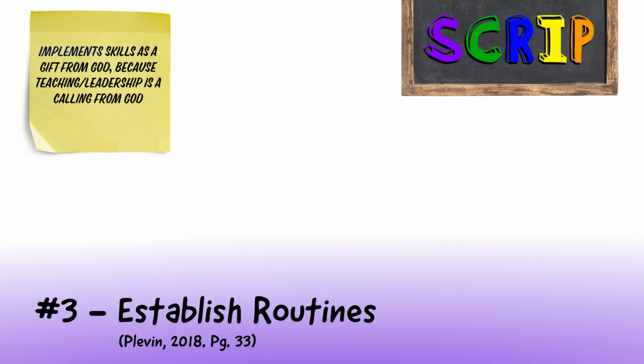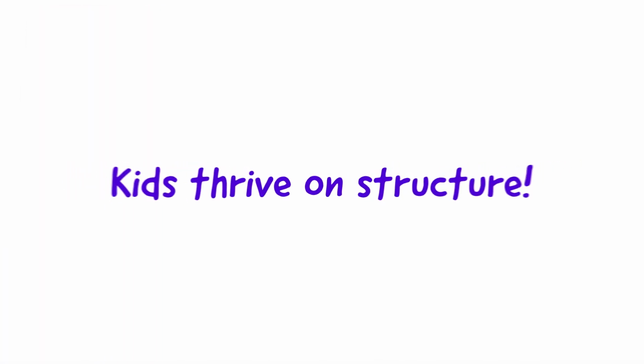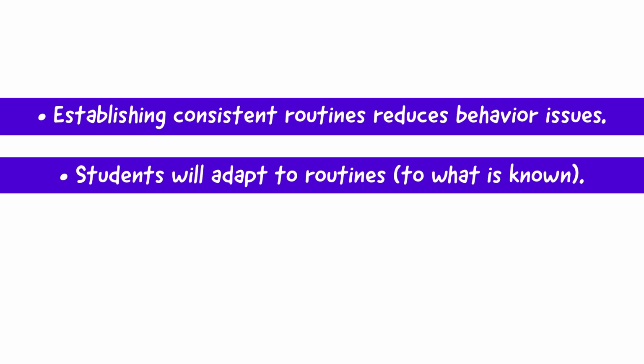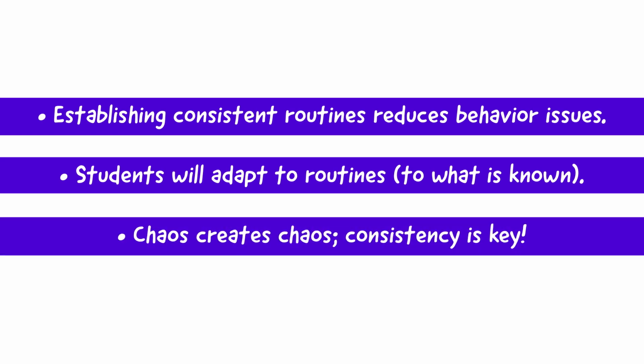Next, establish routines. Any kid you ask would never admit it, but kids thrive on structure. Establishing routines and carrying them out reliably and consistently is a surefire way to reduce unexpected behavior issues, interruptions, and all-around craziness. When students know what to expect, they will adapt to that. If day-to-day life in the classroom is chaotic, then only chaos can be expected. Consistency is key in effective classroom management.